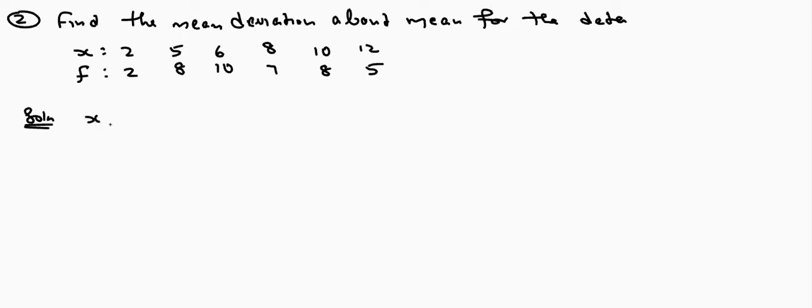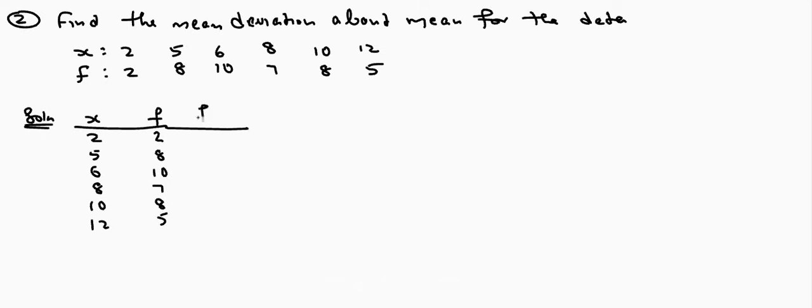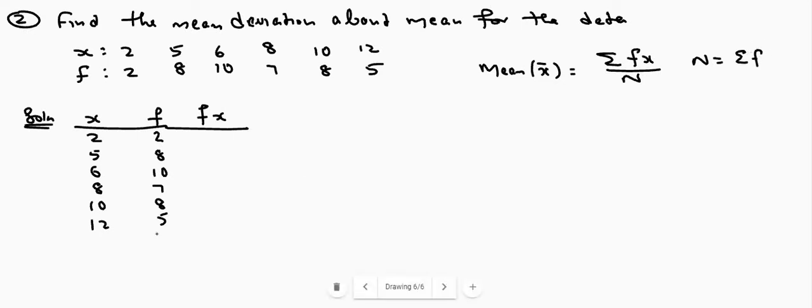Solution: first we write x, then f. The x values are 2, 5, 6, 8, 10 and 12. Corresponding frequencies are 2, 8, 10, 7, 8 and 5. First of all we find fx, that is f into x. We know the mean x bar equals sigma fx divided by capital N. Capital N means the sum of frequencies. Here the sum of the frequencies is 40.